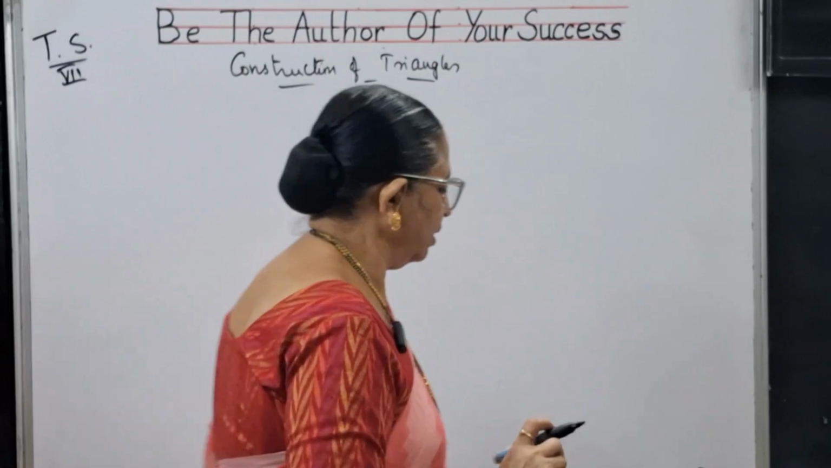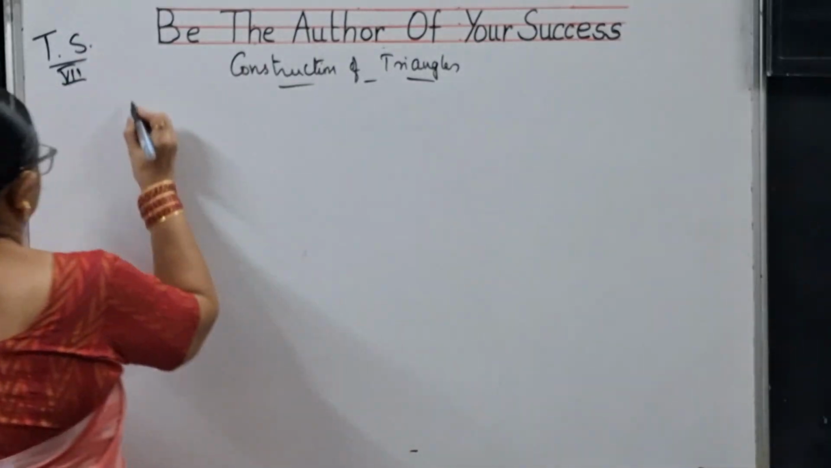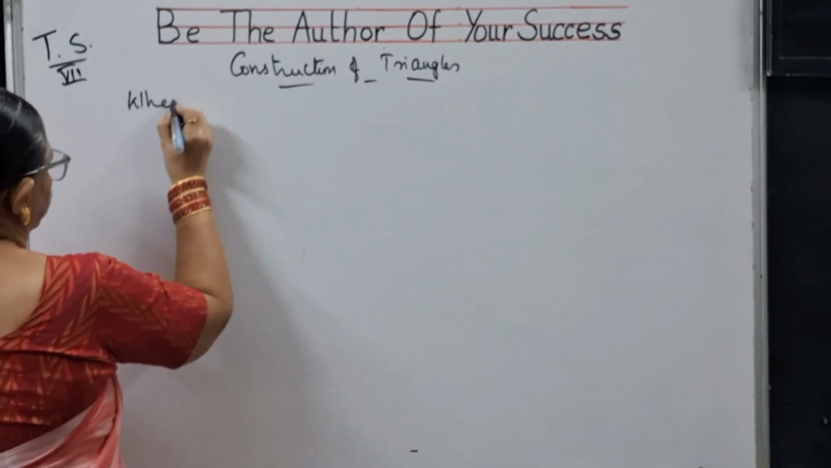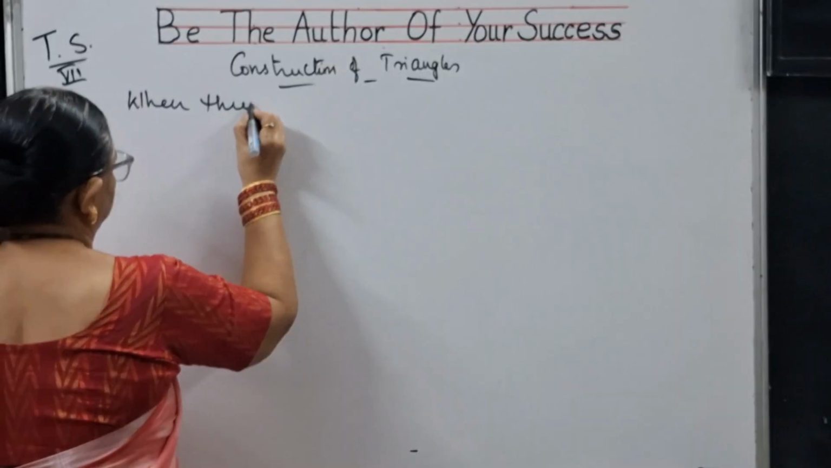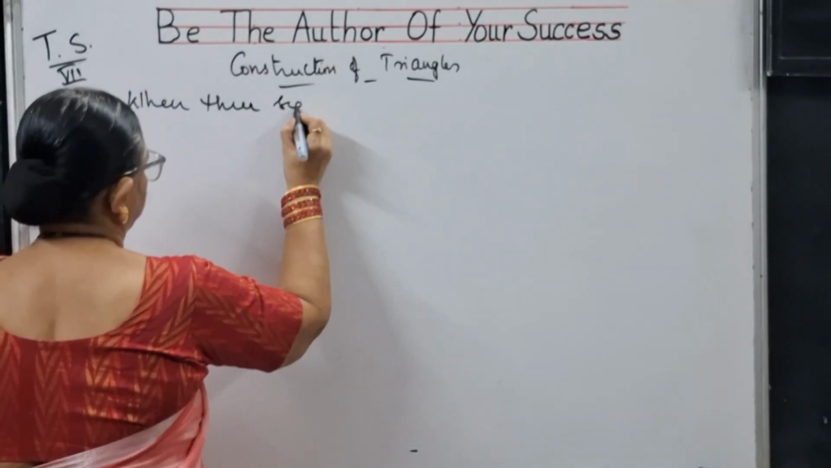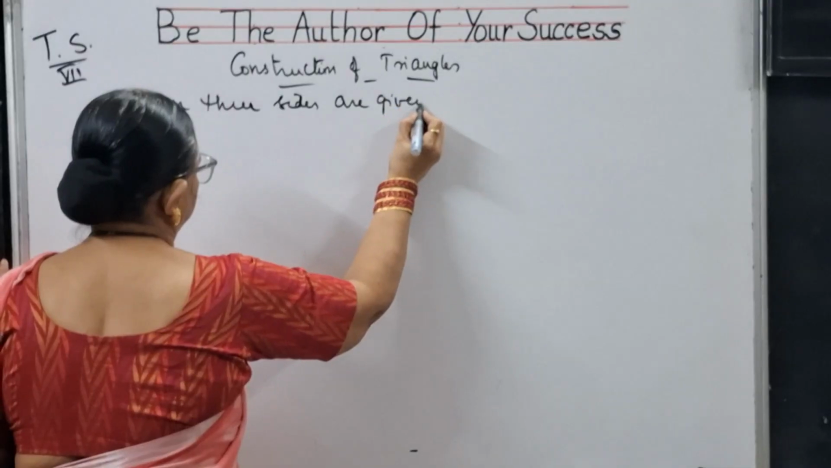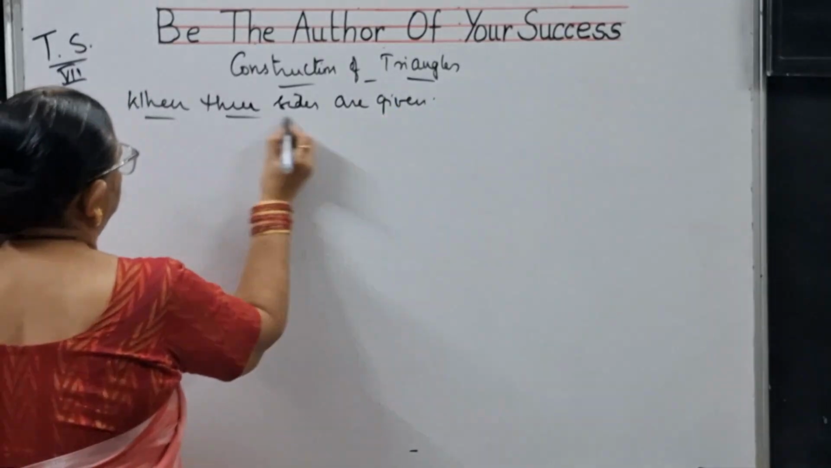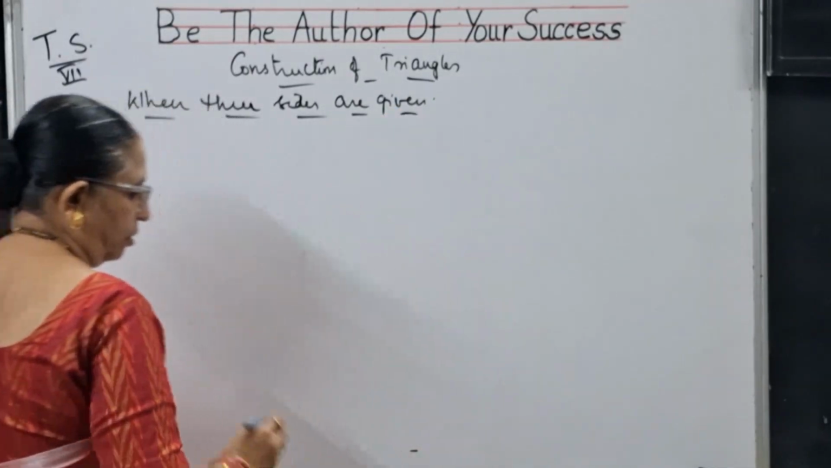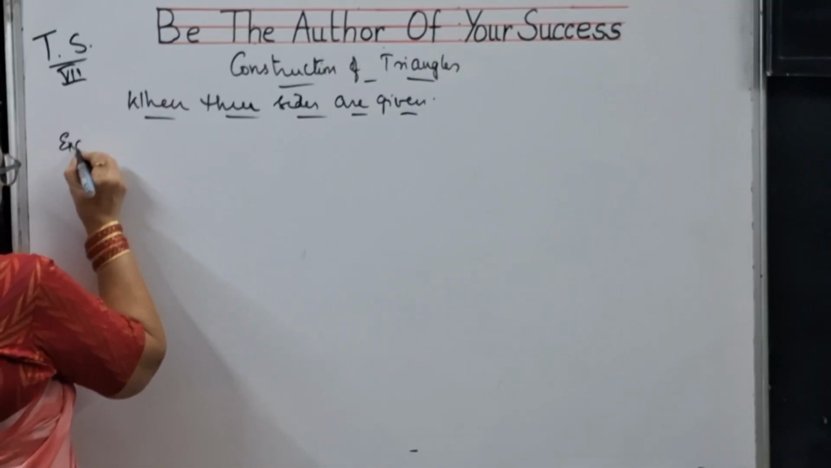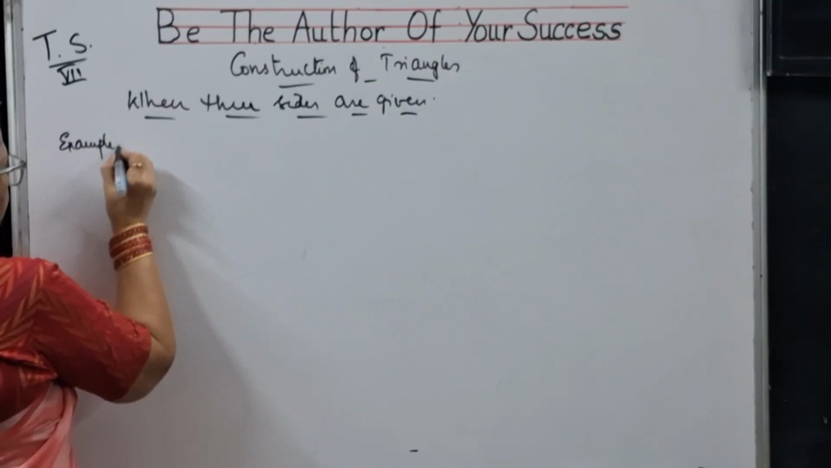When three sides are given to you, the first part of it is when three sides of a triangle are given. How it has to be constructed, we are going to talk about. Now, let us see example 1.